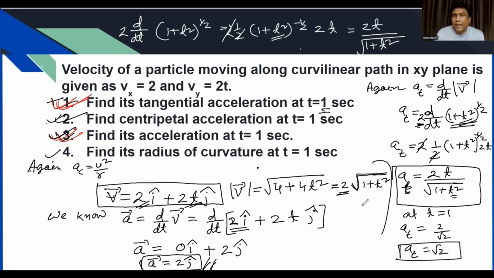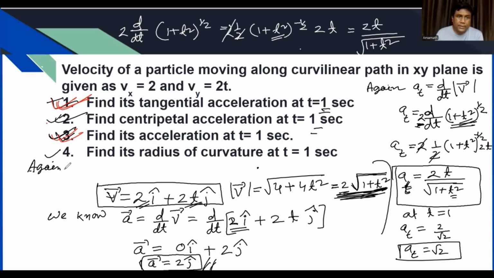I can calculate speed. At t equal to 1, speed is what? If you put t equal to 1, so 1 plus 1 is 2. The speed will be 2 root 2. Square of 2 root 2 divided by radius, but I don't know radius, na? Because radius is in question number 4, they are asking radius, so I cannot use this formula. I will use this formula.